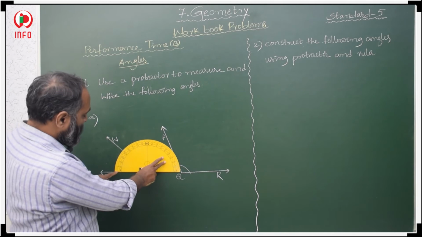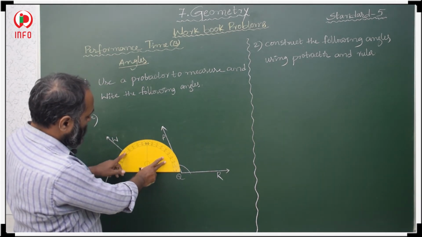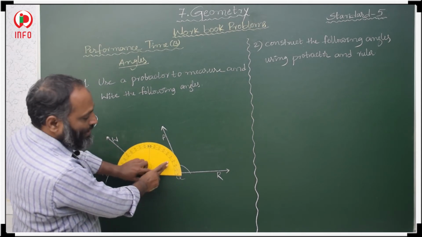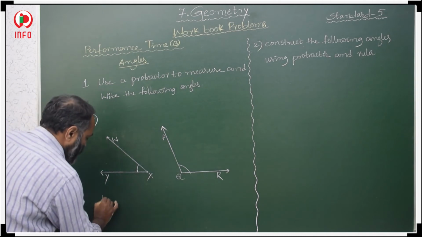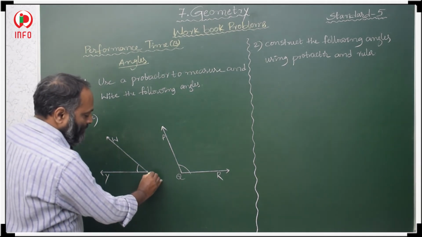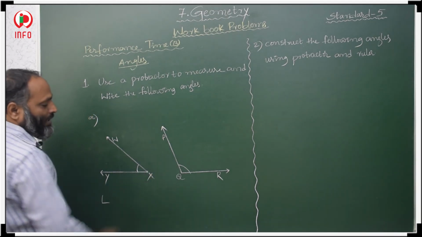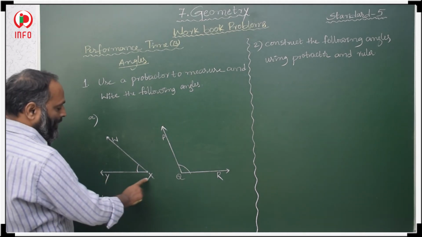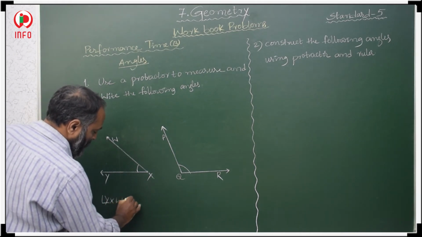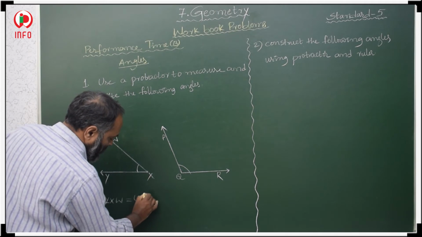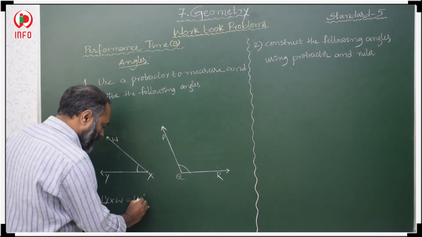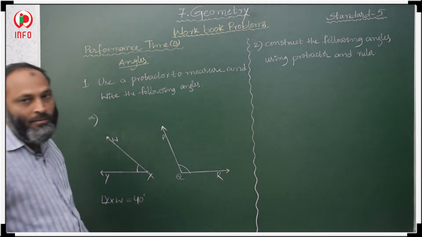Starting from 0, 10, 20, 30, 40. The angle is 40. At 40 this ray coincides. So how to represent the angle? First we write the angle symbol, then we take the vertex letter in the middle. So Y, X, W: angle YXW is 40 degrees. In this way we represent an angle.